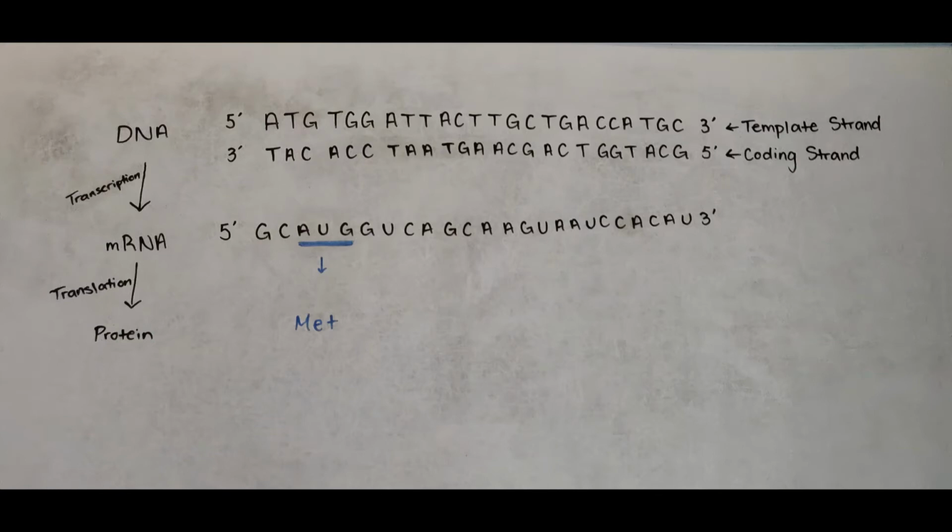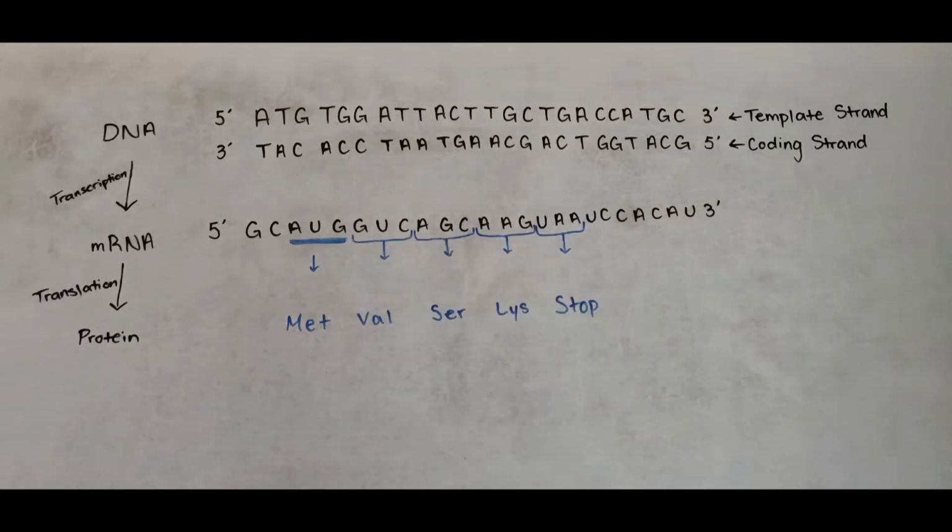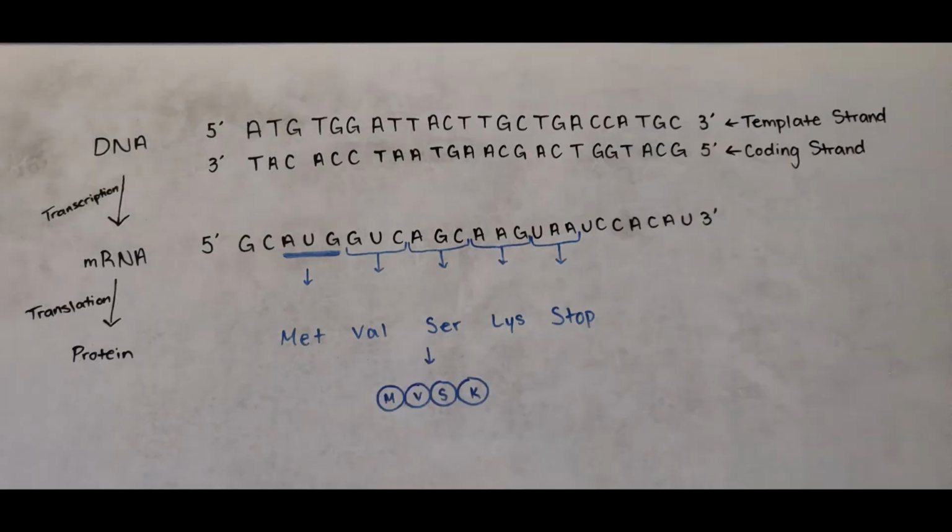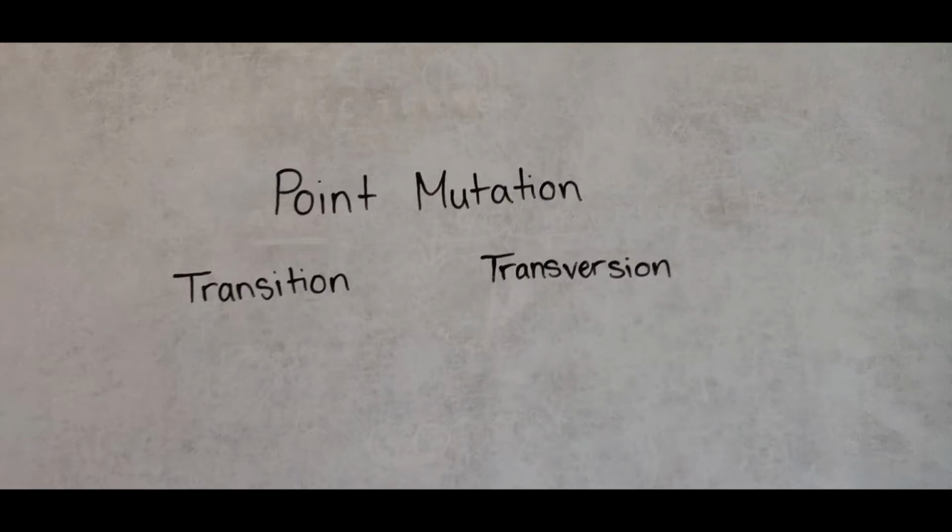The next codon is GUC, which codes for valine, AGC codes for serine, AAG codes for lysine, and then we get to UAA, and this codon doesn't code for an amino acid, but instead is a stop codon. This indicates that translation for this sequence has ended and we ended up with a protein that has 4 amino acids. What would happen if a point mutation were to occur in the original strand of DNA?